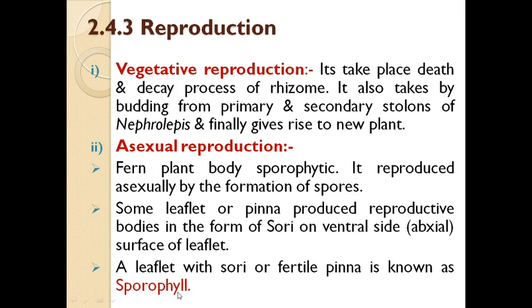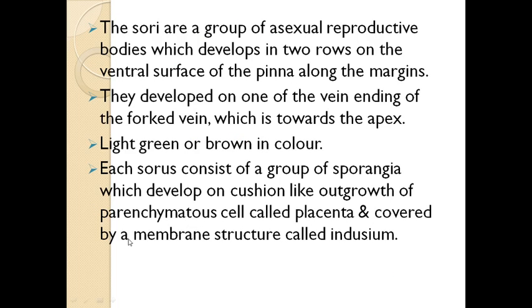So students, the sporophytic plant body of Nephrolepis produces the sori. The sori are always borne on the ventral side, that means the abaxial surface of the leaflet, and the leaflet which produces the sori is called the fertile pinna, and it is also known as a sporophyll. The sori are a group of asexual reproductive bodies which develop in two rows on the ventral surface of the pinna along the margin.